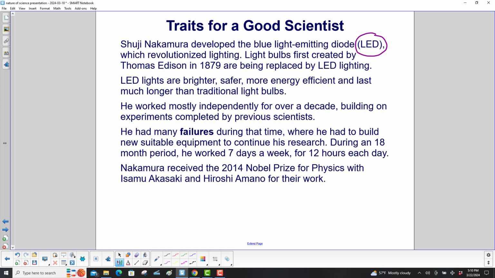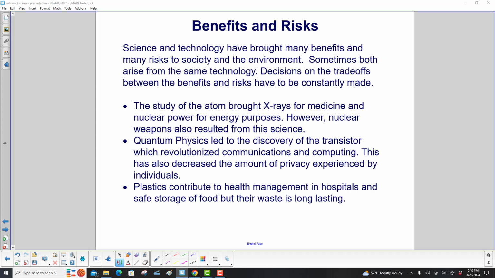During an 18-month period, he worked 7 days a week for 12 hours each day. So scientists also have to be dedicated and willing to work very hard. Nakamura received the 2014 Nobel Prize for Physics with Isamu Akasaki and Hiroshi Amano for their work.